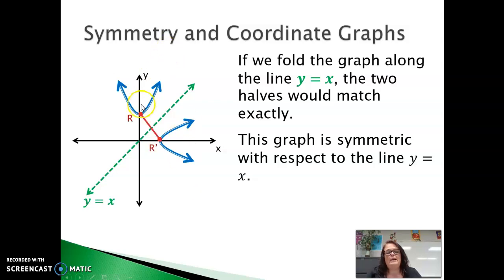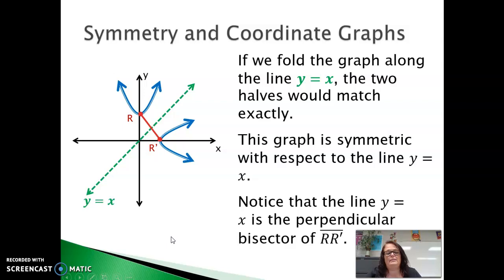So notice when I pick this vertex here and I go perpendicular to the green line, and then I hit this vertex here, this green line is perpendicular to the red segment and it goes through the midpoint. So it is the perpendicular bisector of the red segment.